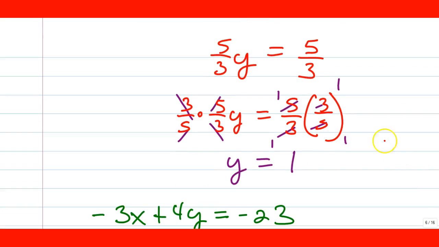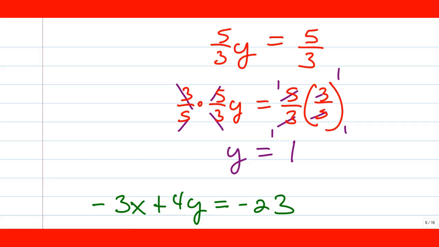Lastly, take the reciprocal and multiply it to both sides to clear the fraction away from the y. So that takes that down to a 1. I end up with a 3 over 5 multiplying to the 5 over 3. Those cancel down so that I'm left with y equals 1. So I now know the y value.